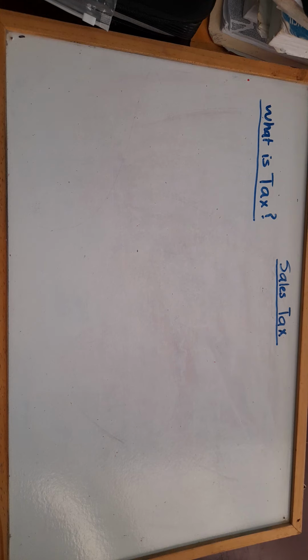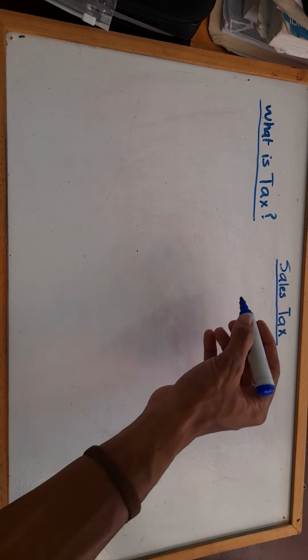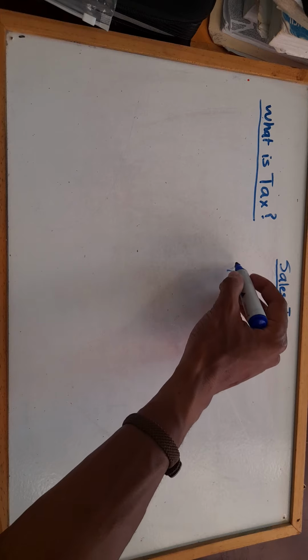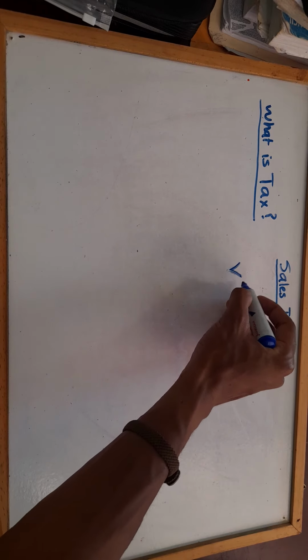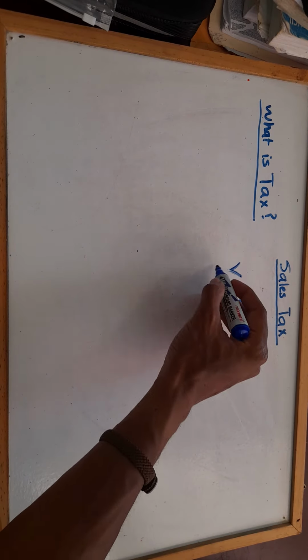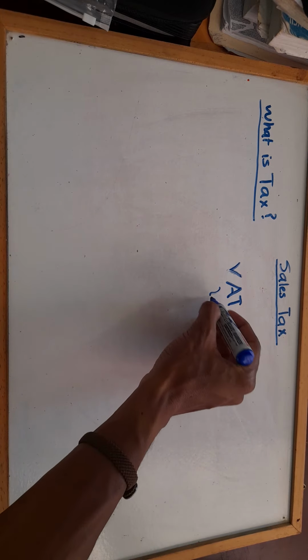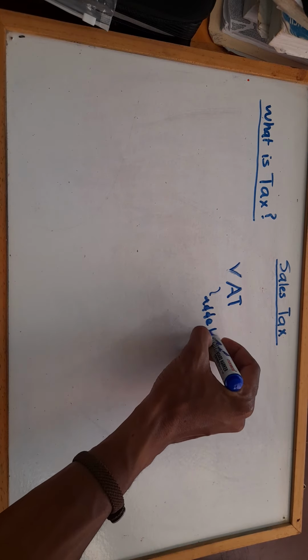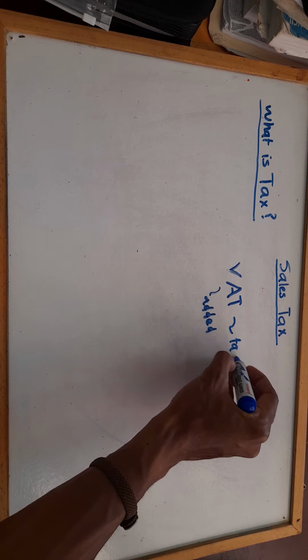Sales tax. Now, when we start getting into the world of consumer arithmetic and dealing with money, such as hire purchase, we'll have to become familiar with tax and what tax is. Now, sales tax, commonly known as value added tax, you would see it as VAT. You'd hear it referred to as VAT. Right? V for value, value added tax.